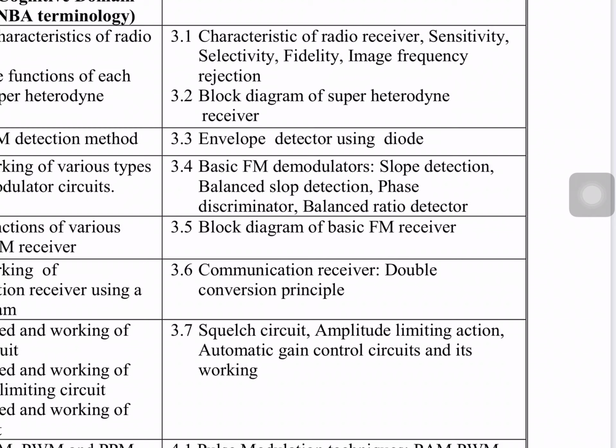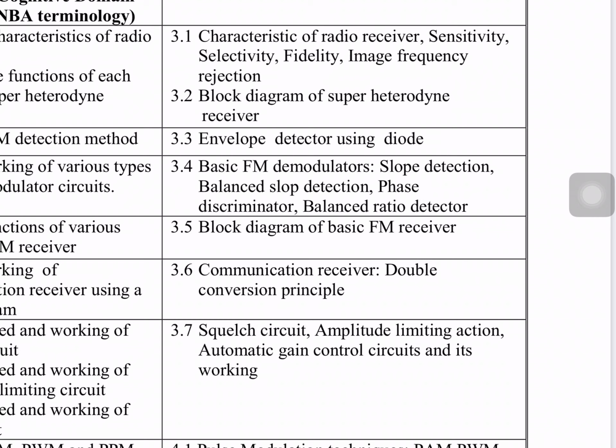In this series, we are learning Unit 3 of the Principle of Electronic Communication subject, in semester 3, Gujarat Technological University. In chapter 3, we have already seen the characteristics of a radio receiver: sensitivity, selectivity, fidelity, and image frequency rejection. These are the four main characteristics of a radio receiver. Next we learned the block diagram of the super heterodyne receiver, and we understood what a super heterodyne receiver is and how it works.